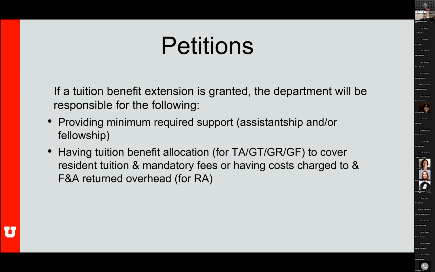If a tuition benefit extension is granted, it is also important to remember that you as the department are still responsible for that student. You still need to provide the minimum support through an assistantship or a fellowship. You still need to have allocation to support that student. That student is still your responsibility as part of this process. We do not take on those costs for that student.